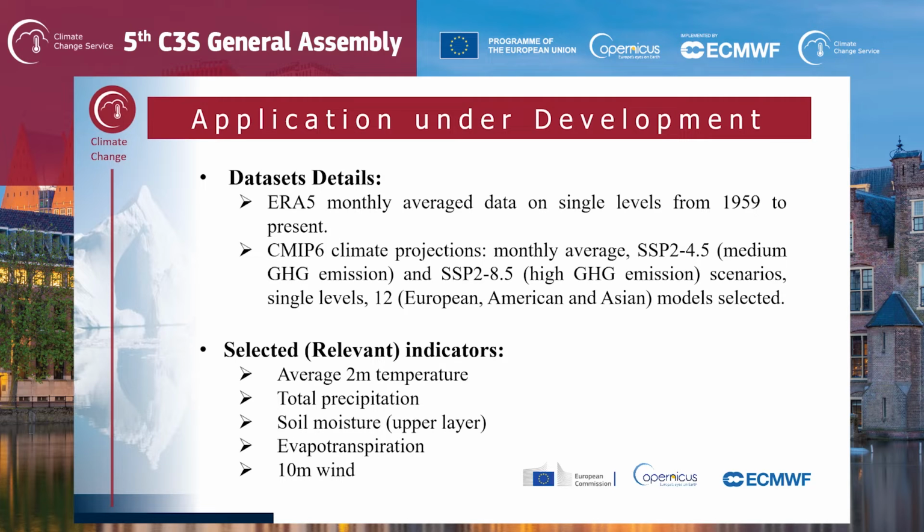And of course, I also selected the data at single levels, and in order to account for uncertainty in the projections, I decided to use 12 models for this work. And from this data set, I chose 5 indicators for my application: the average 2-meter temperature, the total precipitation, soil moisture, evapotranspiration, and the 10-meter wind speed.